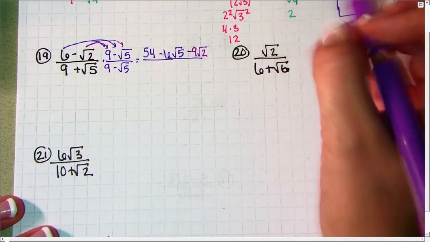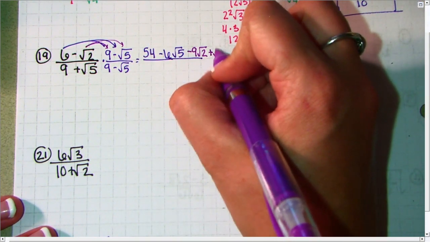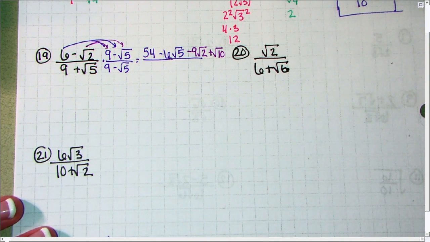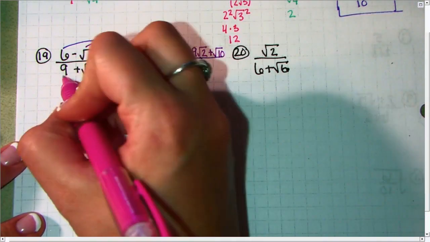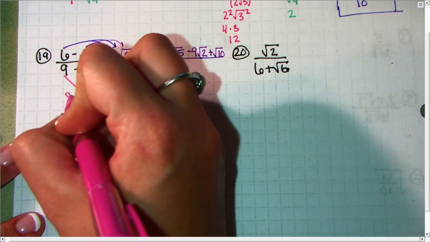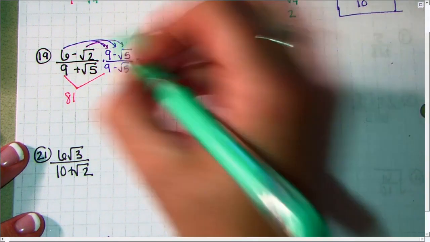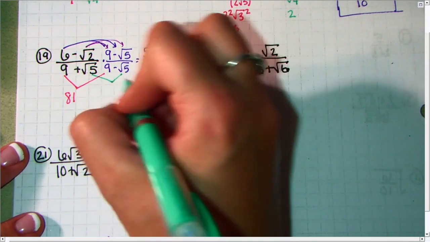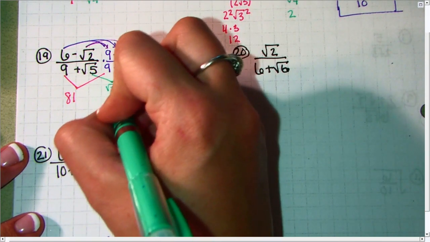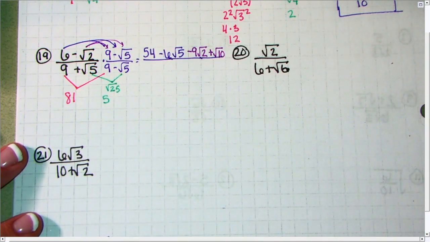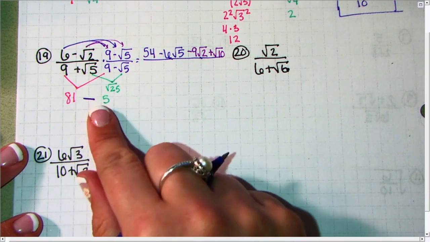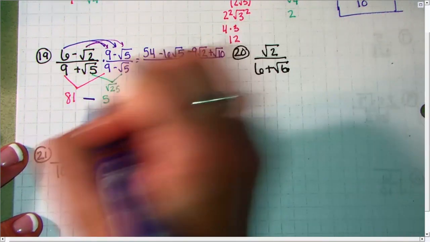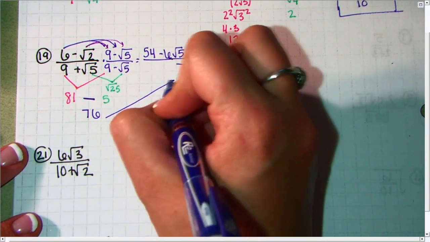Negative square root of 2 times negative square root of 5 is positive square root of 10. Hopefully we notice looking at the top, I can't do anything with that, so I'm going to leave it. 9 times 9 is 81. Square root of 5 times the square root of 5 is the square root of 25, which is 5. I'm going to do a little shortcut right here. I know that I'm going to subtract them. So 81 minus 5 is 76. And I'm just going to go ahead and write this 76 here.